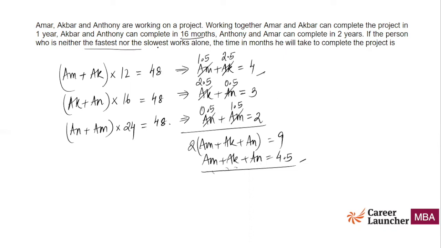So the person who's neither the fastest nor the slowest, who is neither the fastest nor the slowest? It's Akbar with 2.5. No, it's Amar with 1.5 because Akbar is the largest. So 1.5 is the number between 0.5 and 2.5. So in how many months will it take to complete the project? Working at 1.5, in how many months will it finish a 48 units project? So what number into 1.5 is 48? A number plus half of it, 32. 32 plus half of 32, 16, is 48. So since this was a TITA question, I have to type in the value 32.